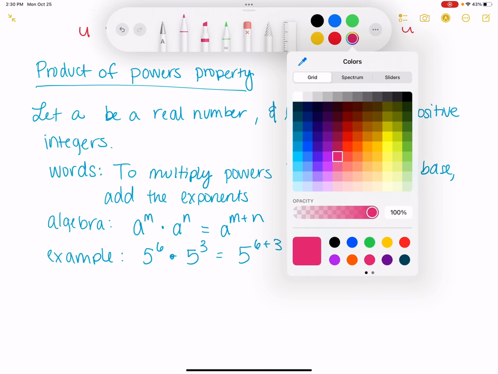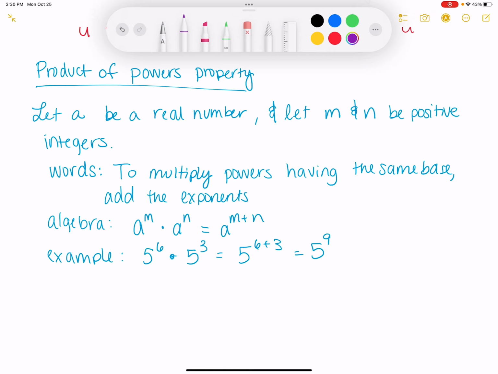What if it was like 5 to the 6 times 4 to the third? You could not combine them like that because they don't have the same base. So these numbers here have to be the same in order to be able to combine them like we did here.